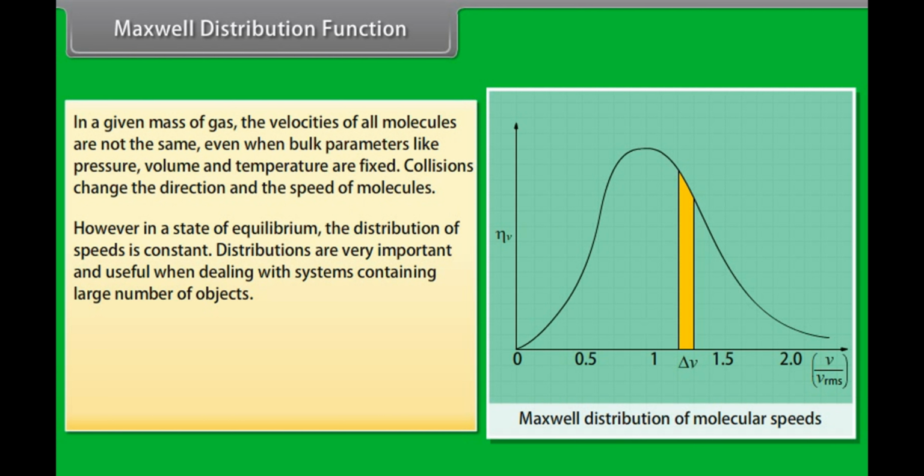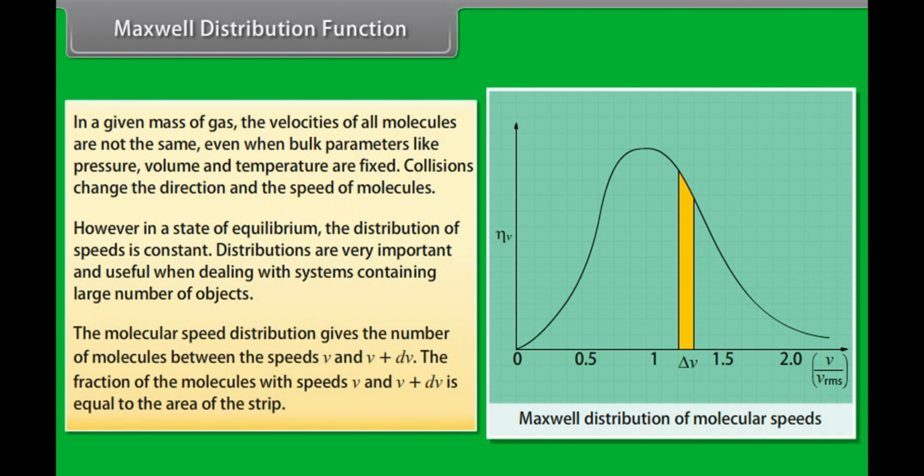Distributions are very important and useful when dealing with systems containing large number of objects. The molecular speed distribution gives the number of molecules between the speeds v and v + dv. The fraction of the molecules with speeds between v and v + dv is equal to the area of the strip.